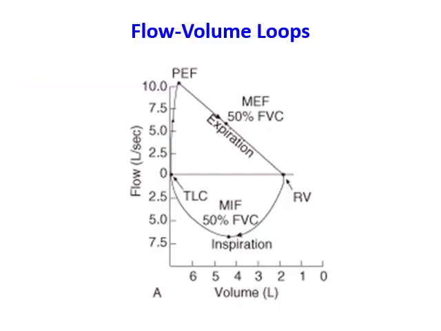Now coming to an important parameter of the pulmonary function test, which is the flow volume loop. The flow volume loop is generated by continuously recording the flow and the volume with an electronic spirometer during a forced vital capacity maneuver.